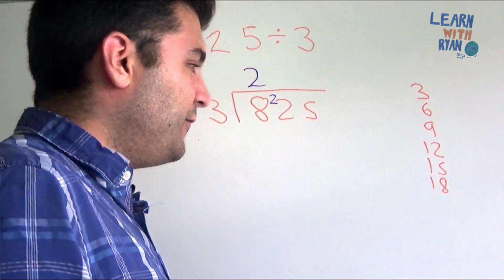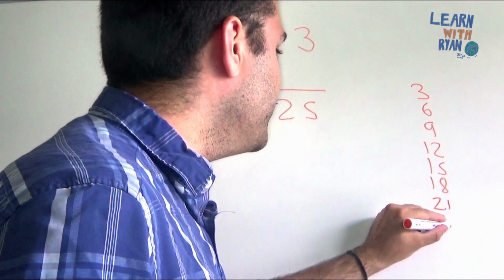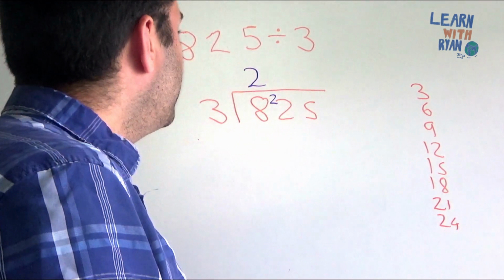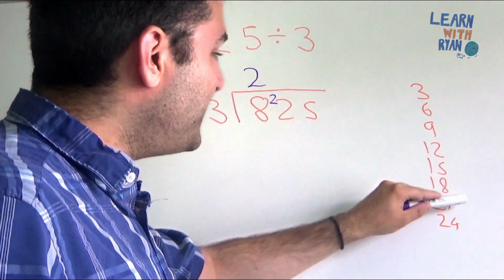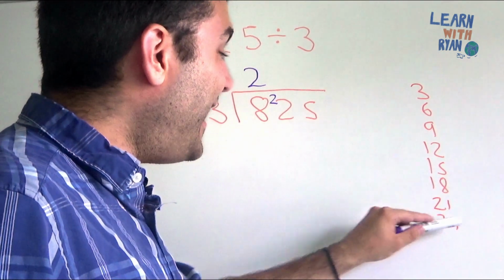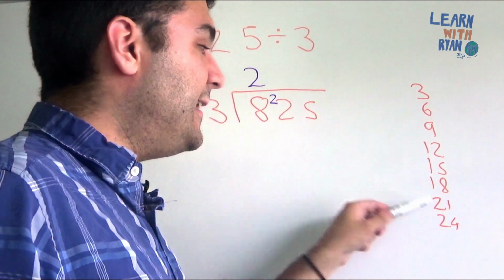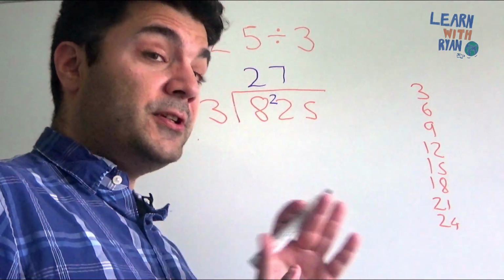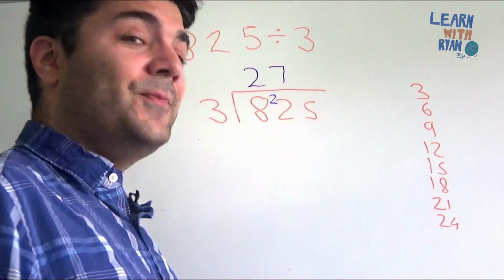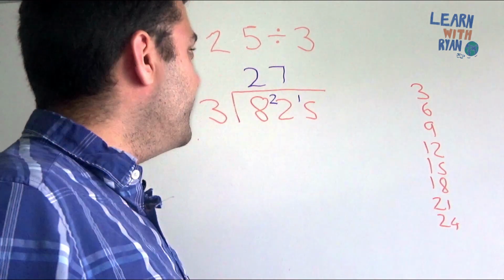This is where I might need to add a few more numbers. So we've got 18, 21, 24. Okay, so we want 22. So if you count, you'll find you have 7 whole 3s in 21, 8 whole 3s in 24. Too many, so we stop at 7. So 7 3s in 21, but we don't want 21, we want 22. So there's 1 left over. That 1 I'm going to put here above the 5.